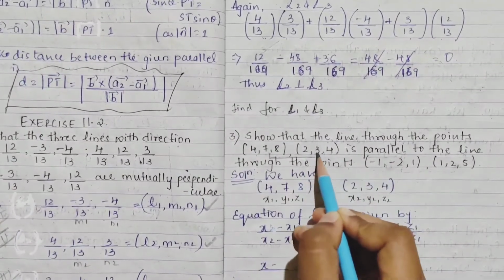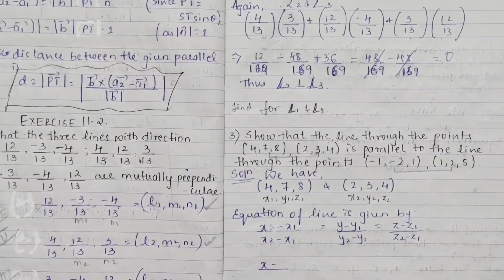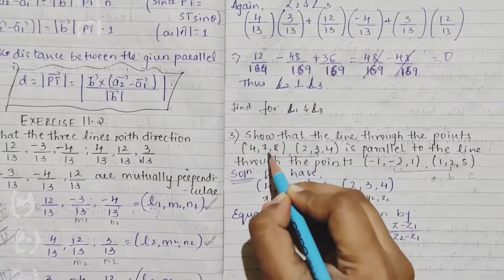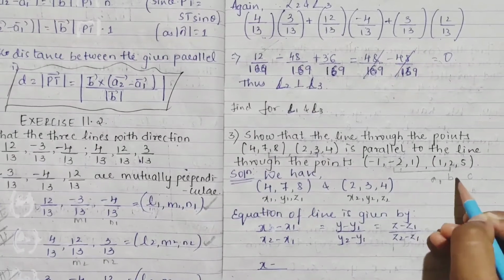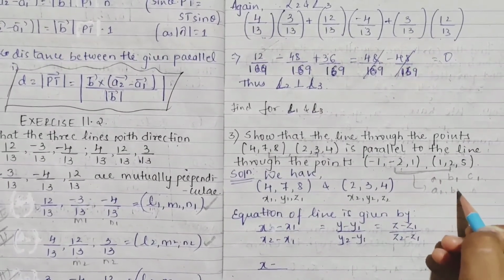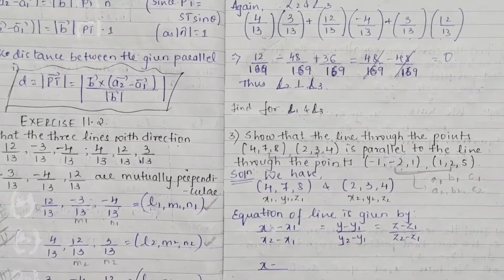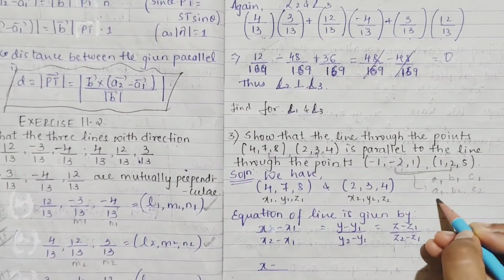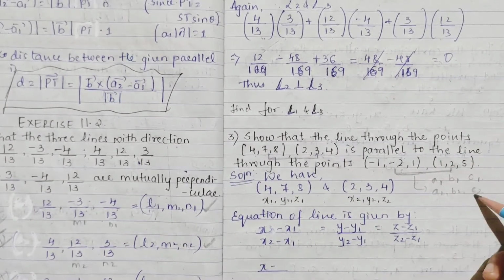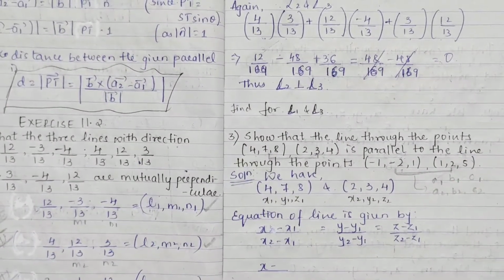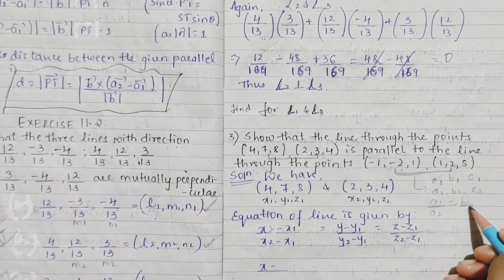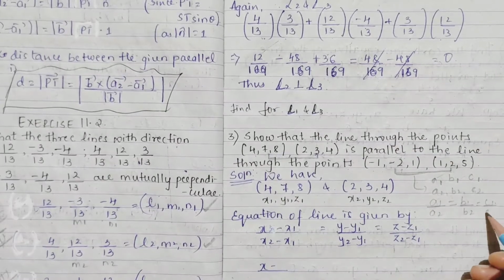They are asking you to check whether the lines are parallel. So to check parallel, we need our direction ratios. What are our direction ratios? A, B, C, right? From these points we have to find A1, B1, C1, and from the other points we have to find A2, B2, C2. Parallel means these direction ratios should be proportional, meaning A1 by A2 should be equal to B1 by B2 should be equal to C1 by C2.